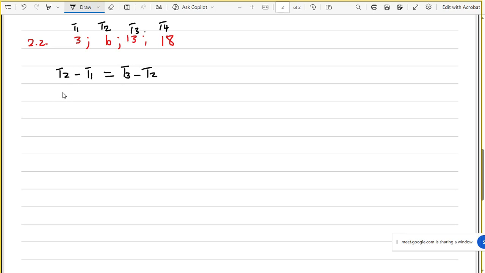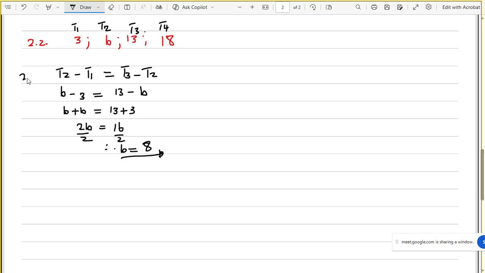Therefore, what is your T2? b minus T1, which is 3. Equate this to T3, which is 13, minus T2, which is b. So group the like terms: this will be b plus b, because the b comes this side, and 13 plus 3. This is 2b, equal to 16. Divide both sides by 2. Therefore, this gives me b to be 8. Then let's go, this was 2.2.1. Let's go and answer the next one.